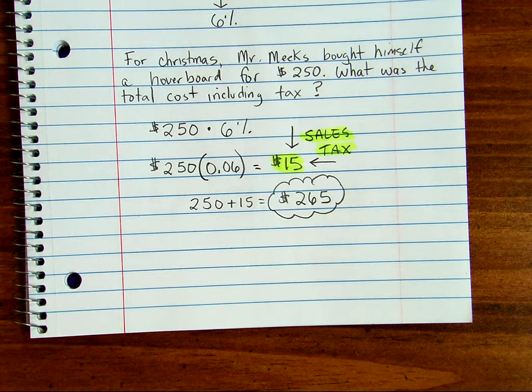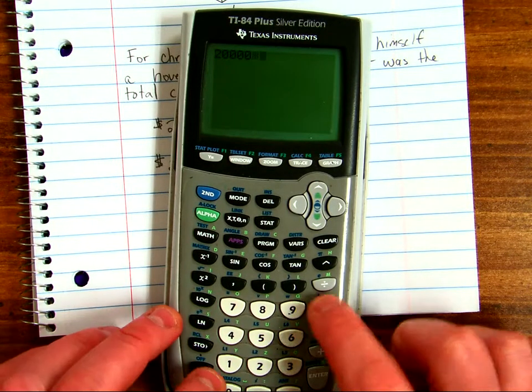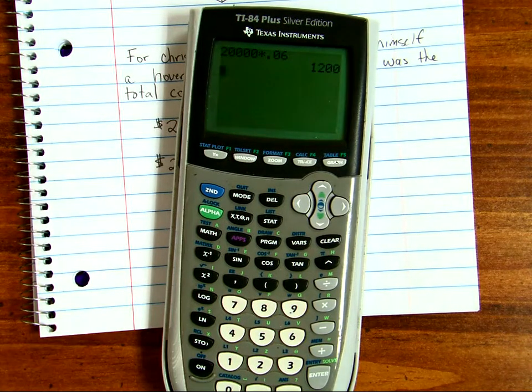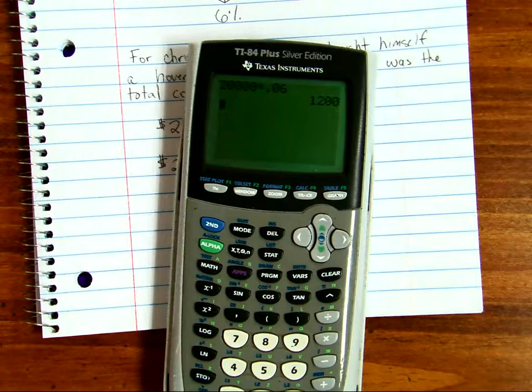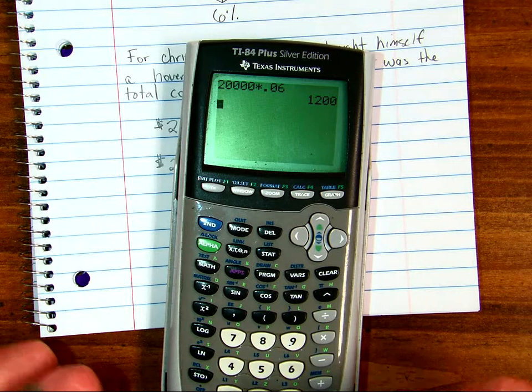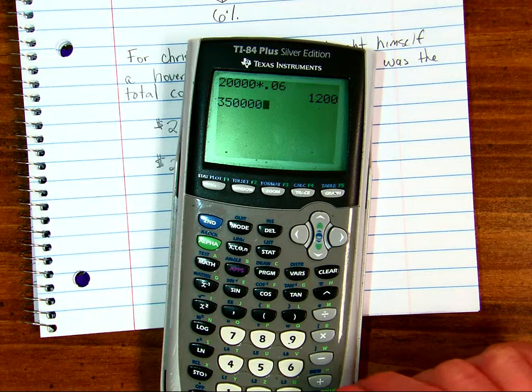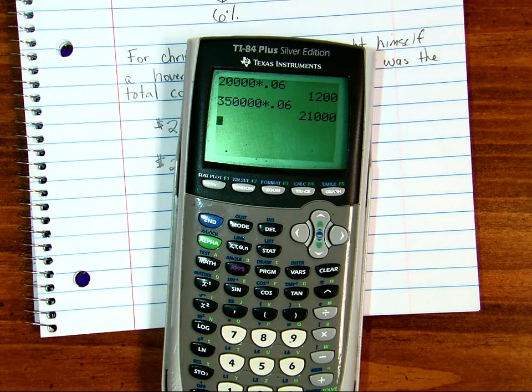Now imagine buying something like a car, $20,000 plus tax. That's $20,000 times 0.06. The government's getting $1,200. If you buy a Ferrari or a Lamborghini or a Bugatti for $350,000, the government's getting $21,000. It's pretty nice. Ian?